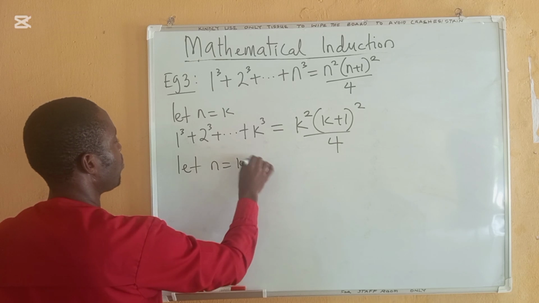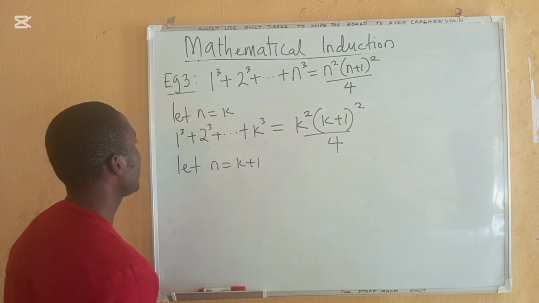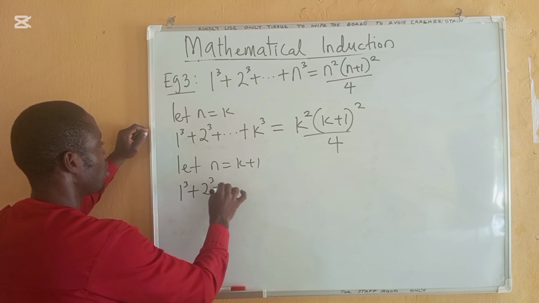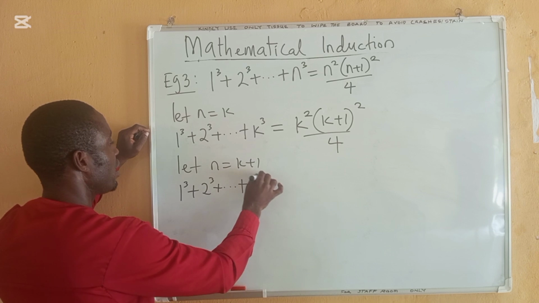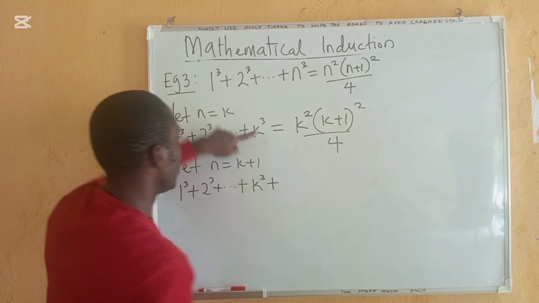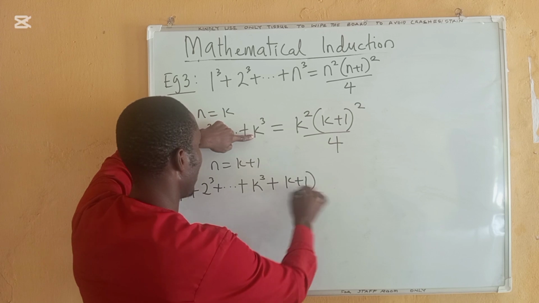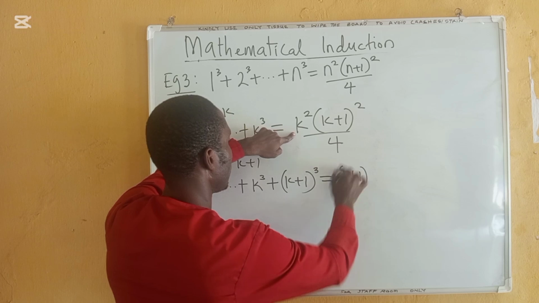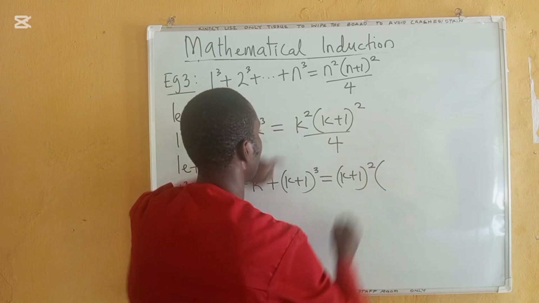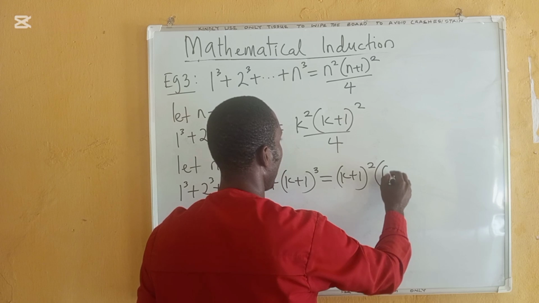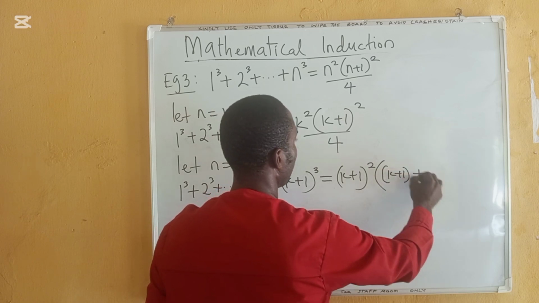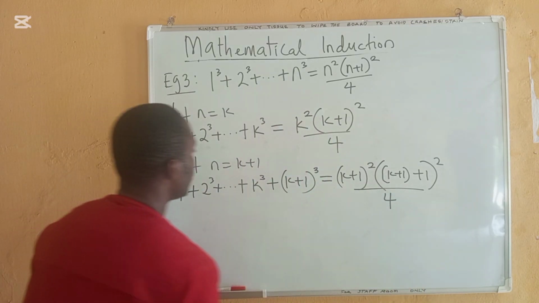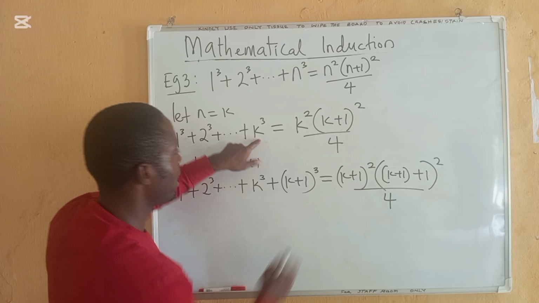Let n be equal to k plus 1. If n is equal to k plus 1, we are going to have 1 cubed plus 2 cubed plus dot dot dot plus k cubed plus k plus 1 raised to the power of 3. We are increasing k by k plus 1. This is equal to k plus 1 all squared into, for this k, we have k plus 1, then plus 1, all of this squared, divided by 4. You can recall that from here to here is equal to this.